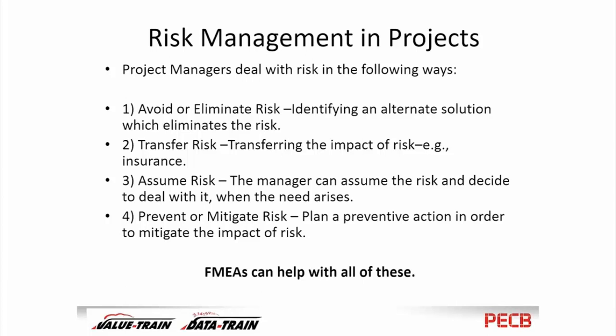So everything in life has risk associated with it. I can calculate the risk that I'll die if I cross the street, but I want to cross the street, so I'm going to cross it anyway. In that case, I'm assuming the risk. Or I can do something to stop it from happening or to mitigate it. And that's an FMEA approach directly, is to mitigate risk.